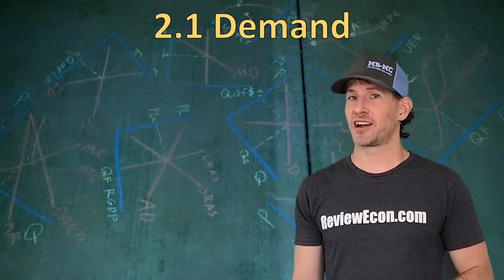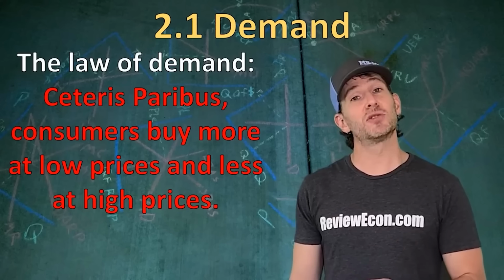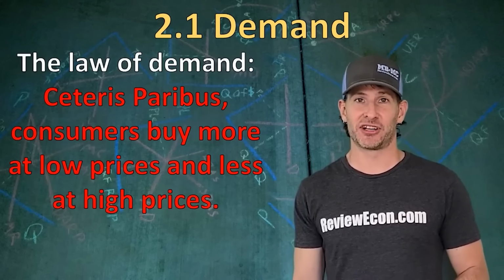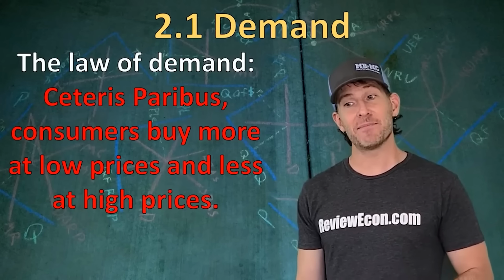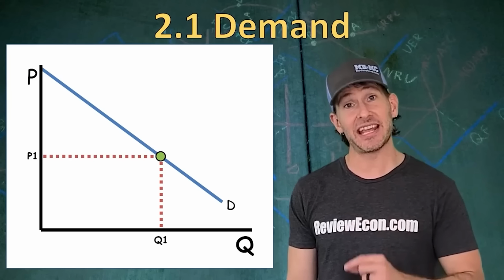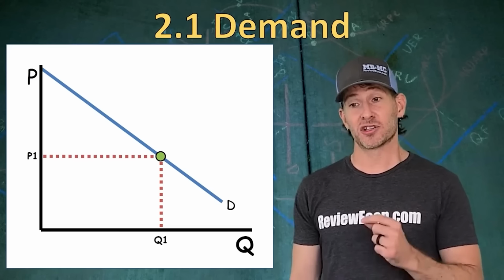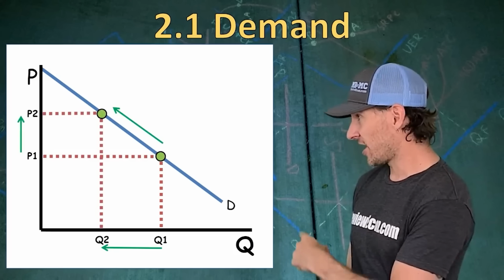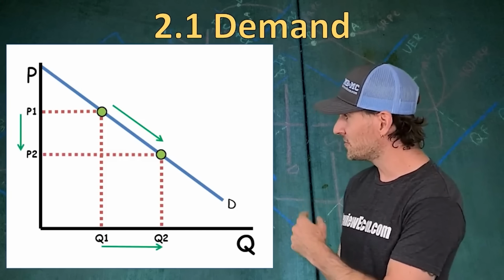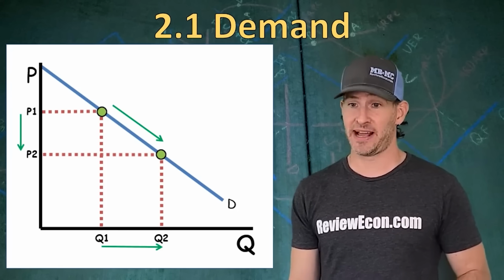We're going to start off by talking about the law of demand. The law of demand tells us that ceteris paribus, consumers buy more of a good at low prices and less of a good at higher prices. That means that we have a downward sloping demand curve when we graph it out because there's an inverse relationship between the price and the quantity demanded. So when price rises, that causes movement along the curve. A decrease in price causes a movement down that curve and increases quantity demanded.